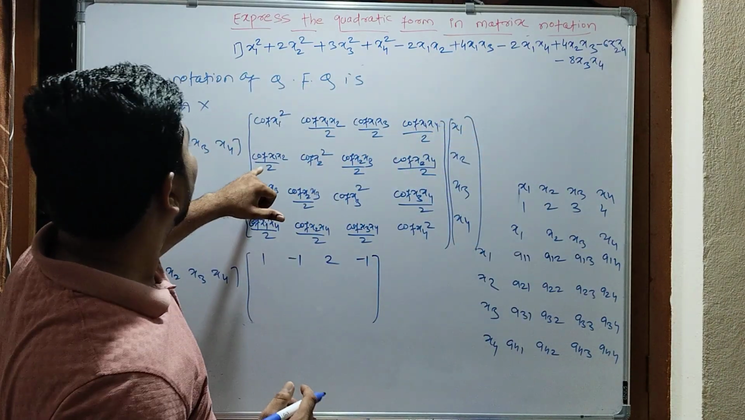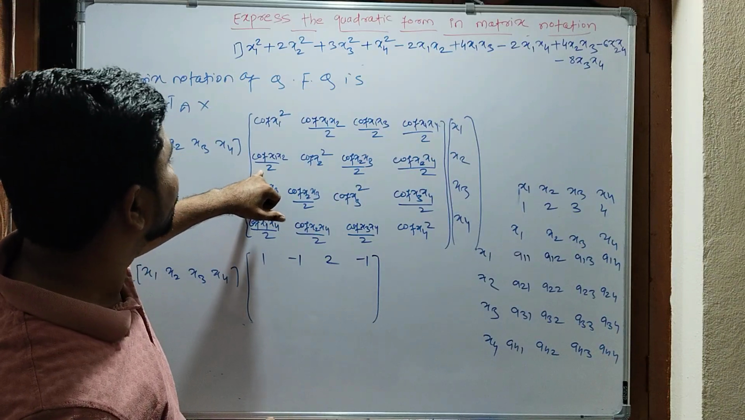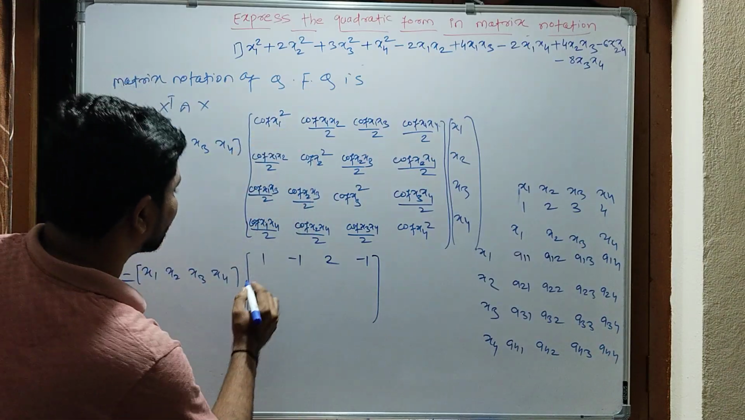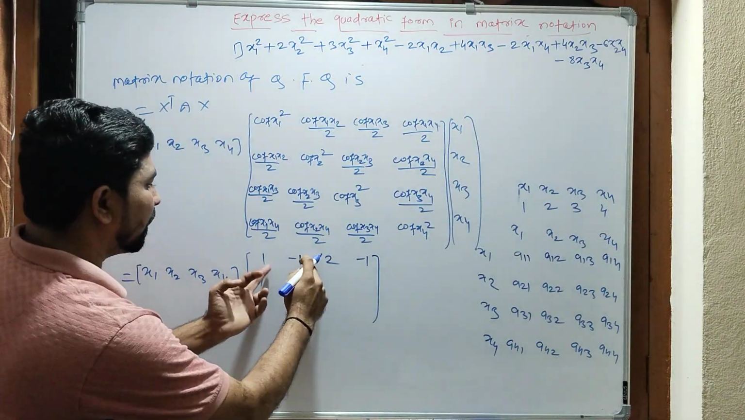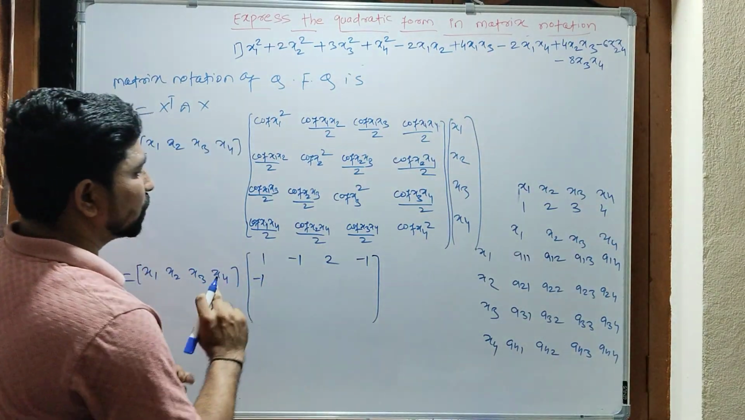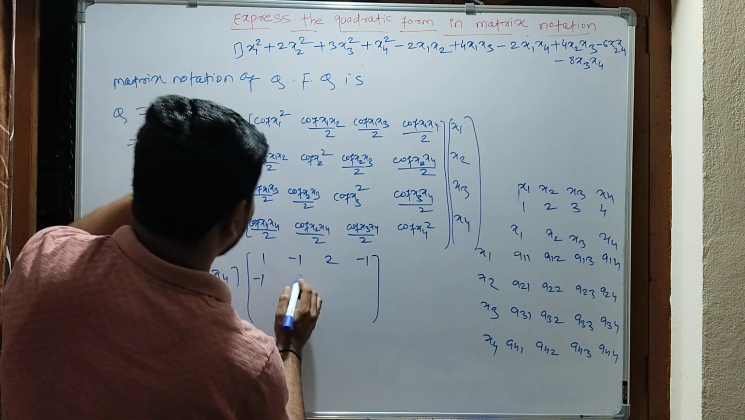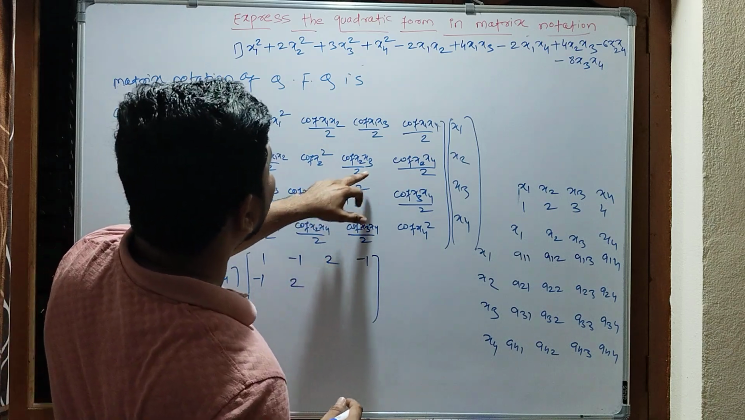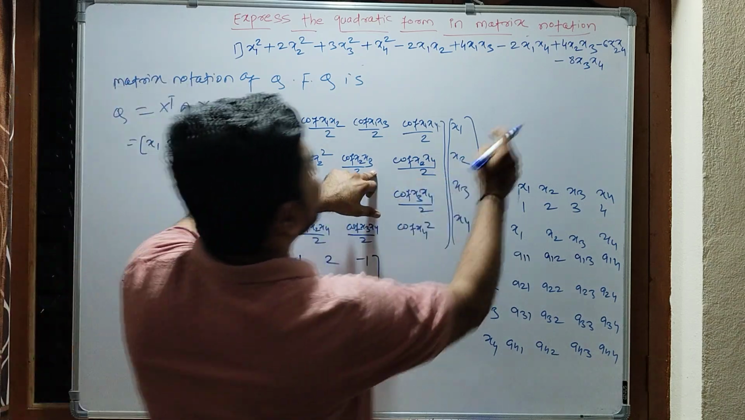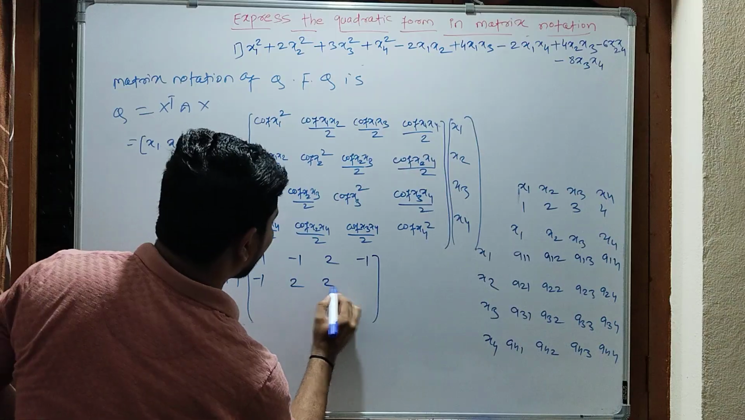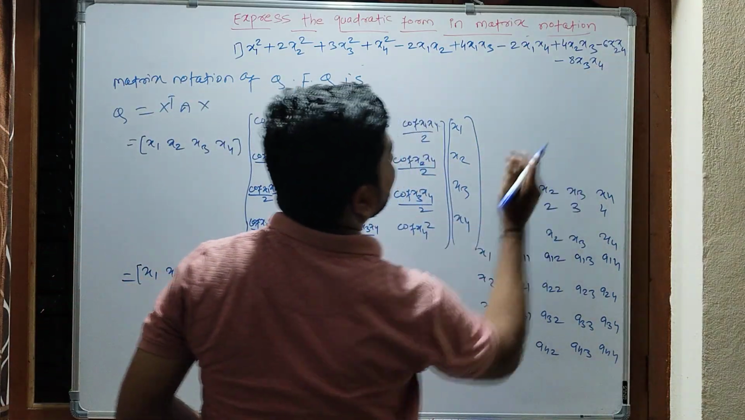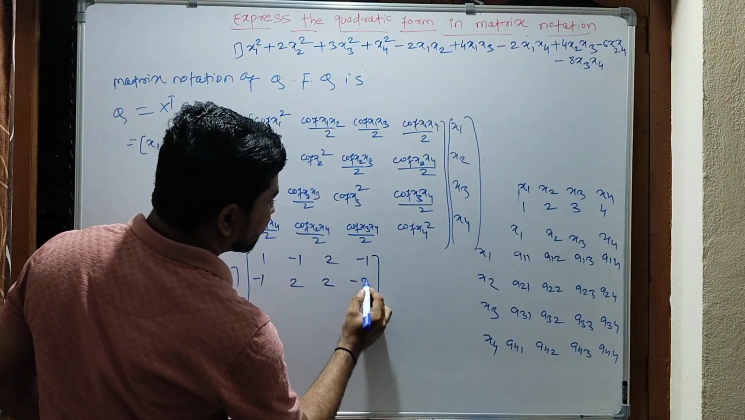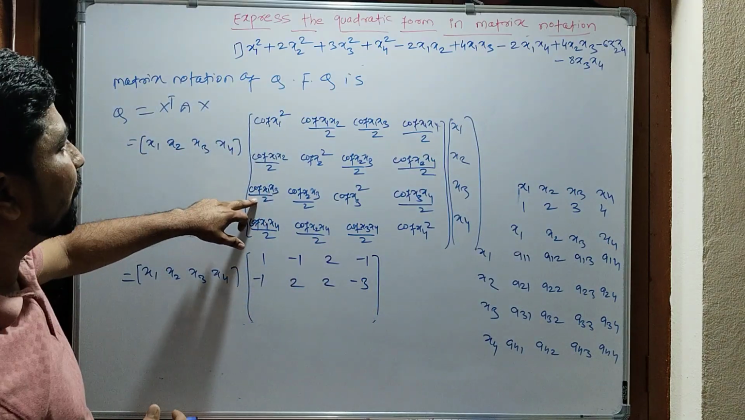So here the coefficient of x1 x2 is the same. Here this is the same as this. These are the opposite positions along the diagonal. So swap. Here this is x2 square, this is 2. Coefficient of x2 x3 is 4, that is 2. Coefficient of x2 x4 is minus 6, that is minus 3.